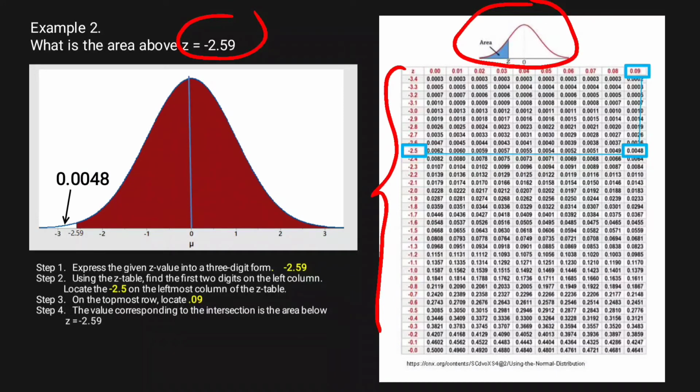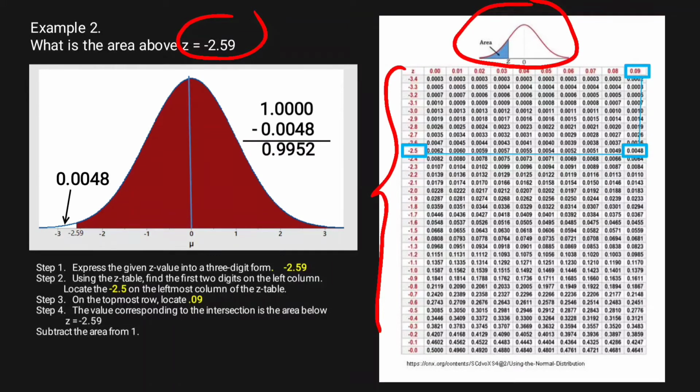So paano natin kukunin yung area to the right? So para makuha natin yung area to the right or above z equals negative 2.59, subtract the area from 1. Dahil ang total area ng normal curve ay 1. Okay, subtract the area from 1. So we have 1 point, dinagdagan ng 4 na 0 para kung gusto nyo isolve manually, so subtract lang natin ang 0.0048.